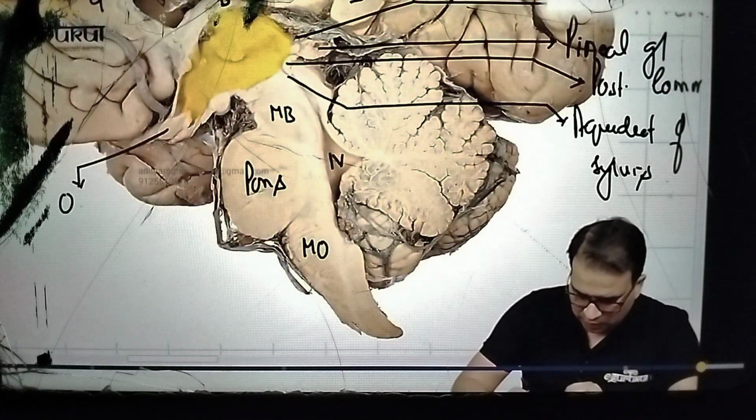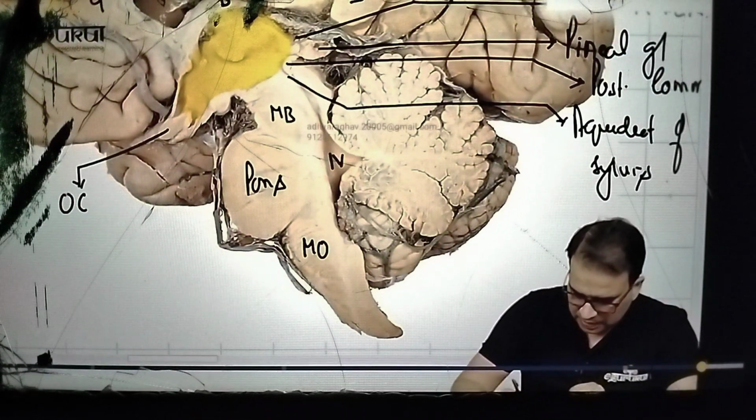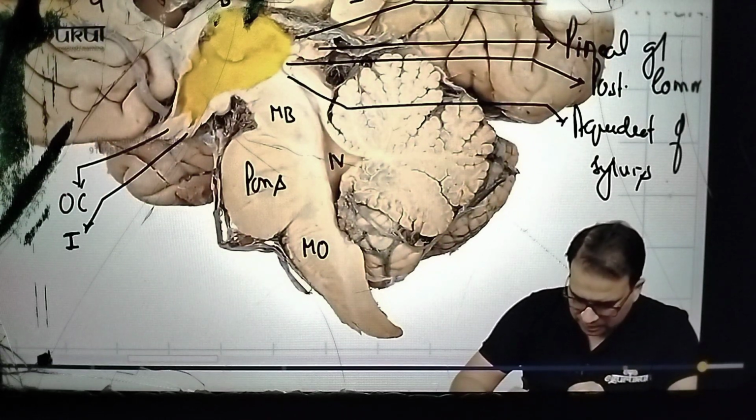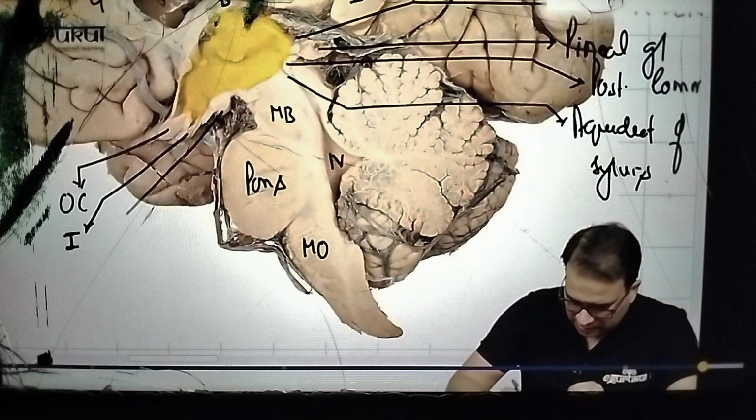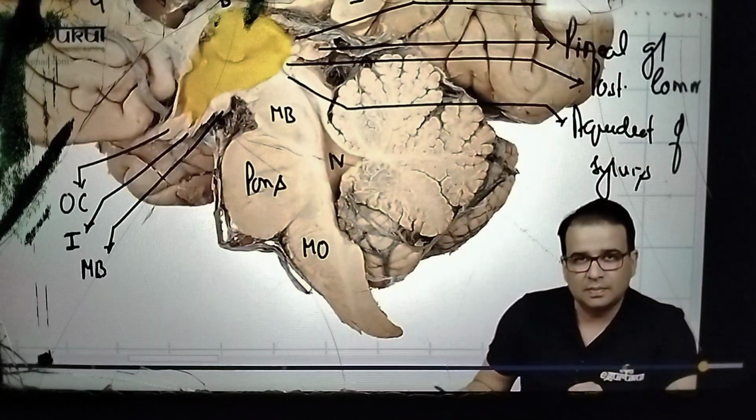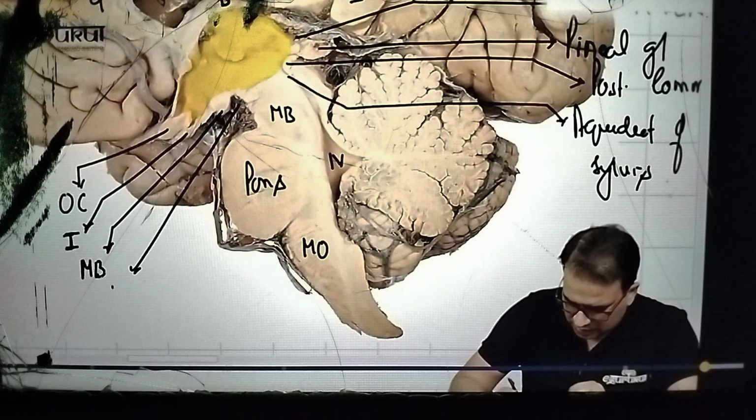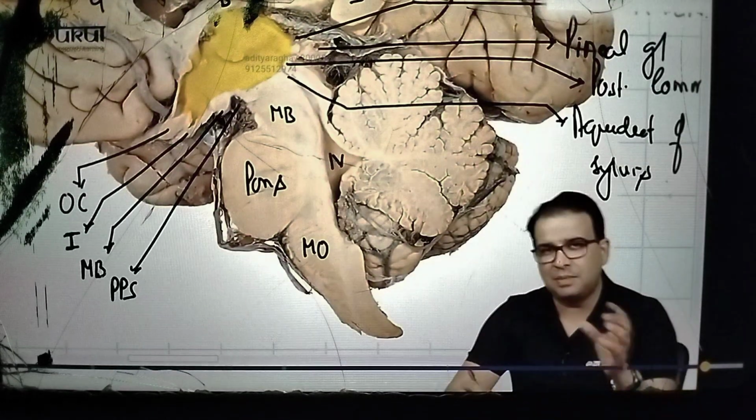It's the optic chiasma, there we have it. Just behind that is the infundibulum. I'm just writing I for the infundibulum. You can see that is the infundibulum. This is very clearly appreciated. There are the mammillary bodies. Behind the mammillary body, that is the posterior perforating substance. That is the posterior perforating substance, remember, which was perforated by the branches of the PCA.